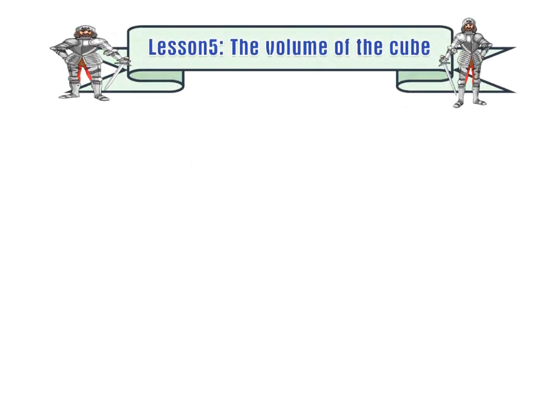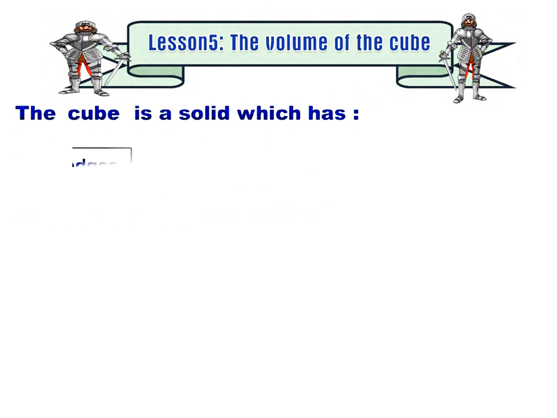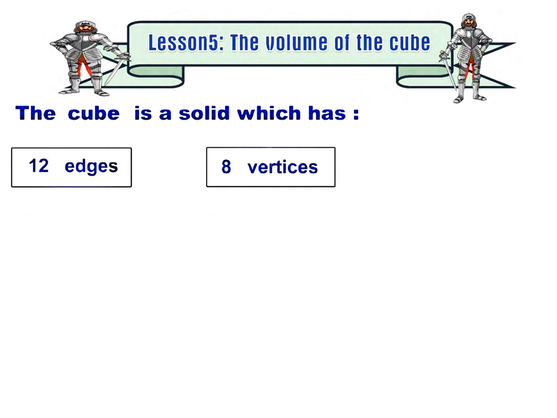Its title: the volume of the cube. The cube is a solid which has 12 edges, 8 vertices and 6 faces. Again, as we know, the cube has 12 edges, 8 vertices and 6 faces.